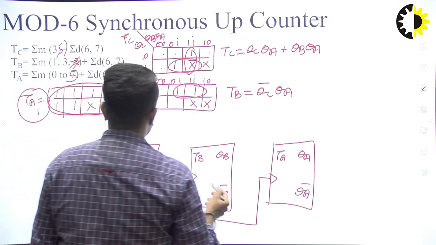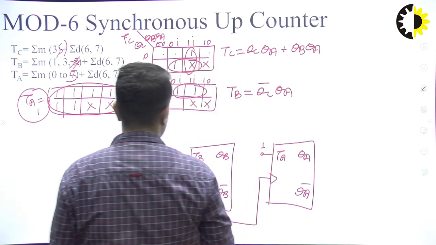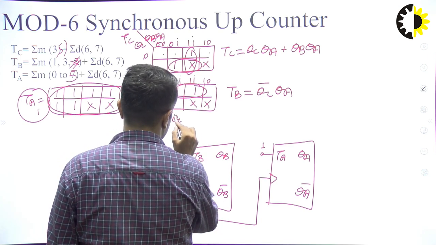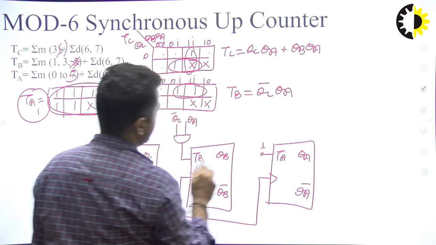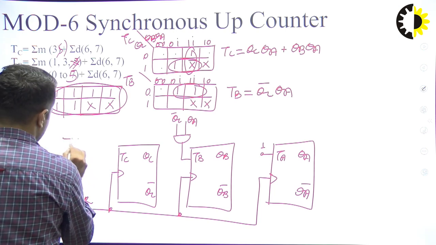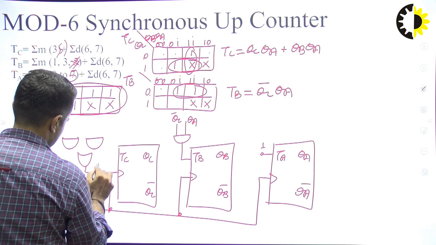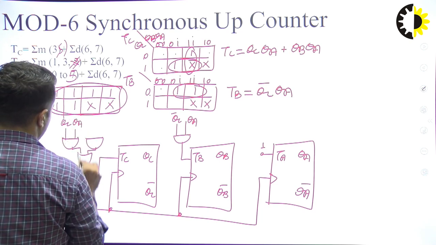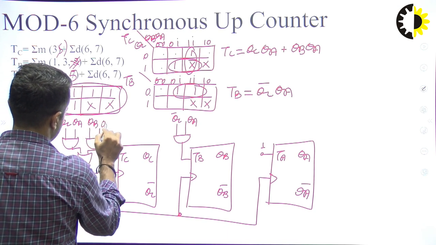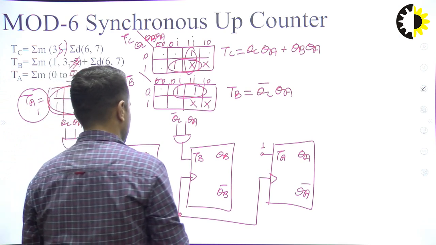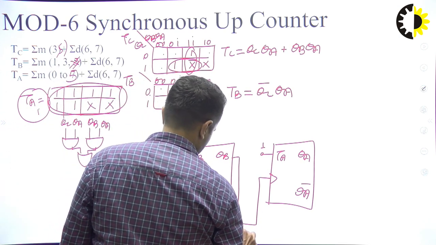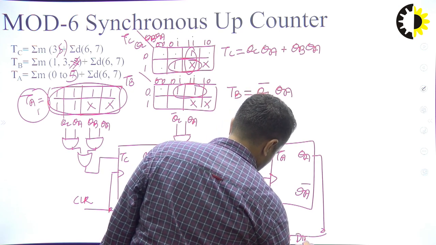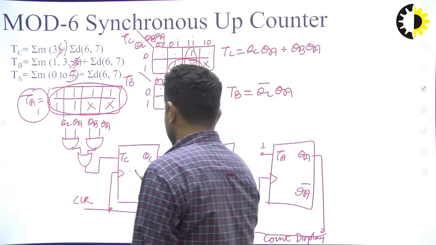So TA is equal to 1, that means this here, this is equal to 1, TB is equal to QC bar QA. So for simple design, I am mentioning it QC bar and QA. Whenever the circuit becomes complex, we can also show the circuit in this form. And then for TC, TC is saying QC QA, so this is QC, this is QA, and then QB QA, so this is QB and this is QA. Okay, so these are the input connections and we can take the outputs for display. Count, display. Okay, so all these are T flip flops.